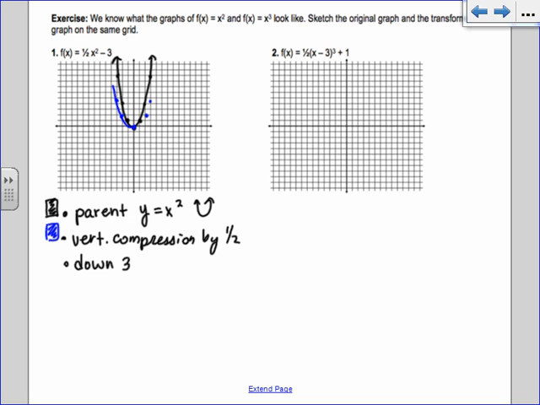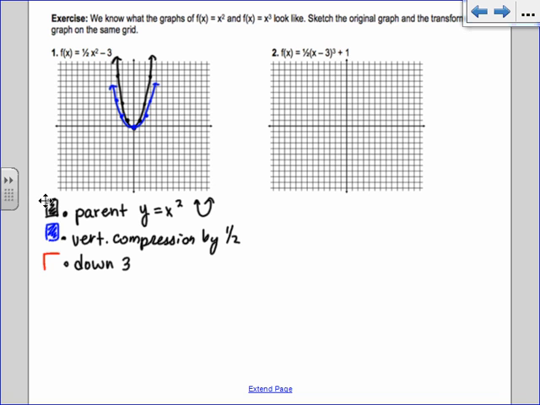So we just kind of smushed it down a little bit. The thing that people don't like about that is they think, oh, wait, but it's wider, it's bigger. Right, but we smushed it like taffy. It gets fatter as you push it down. All right, and then down 3, that's the last one.